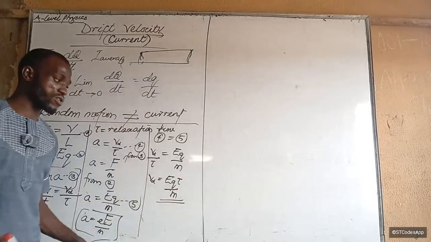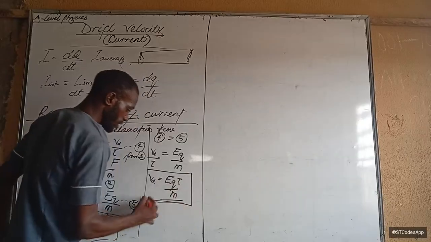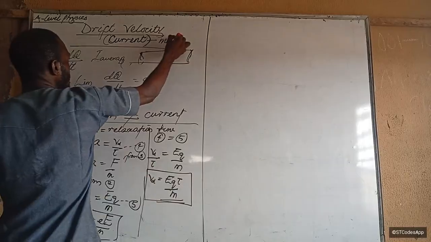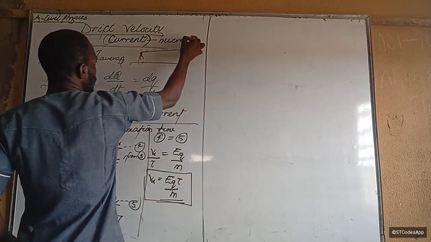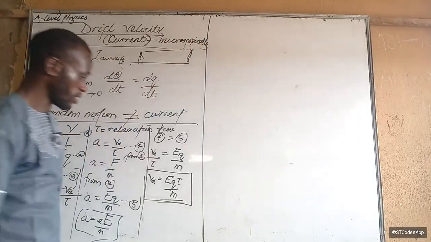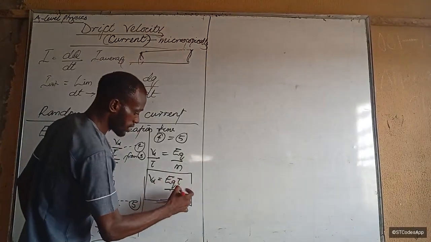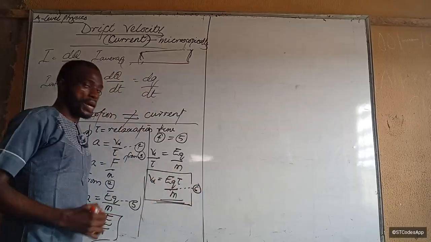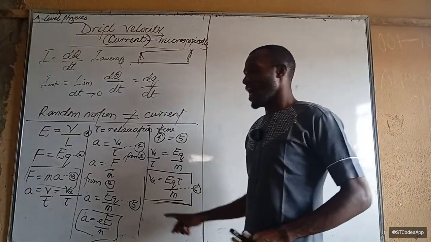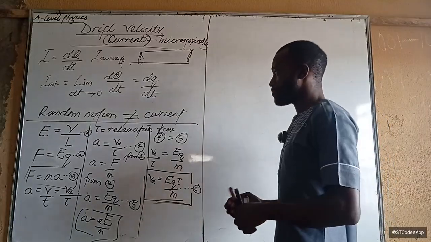So this is the expression for drift velocity. But in fact, because we said we are looking at current on the microscopic scale, we can generate an expression for current as well. So let's call this equation 6. I'm going to tell you what we'll use it for soon. This will be useful when we want to derive an expression for Ohm's law. Let's go ahead now.